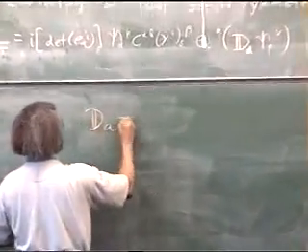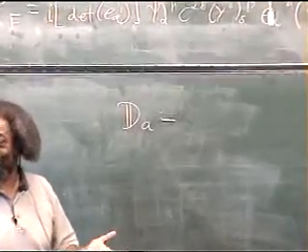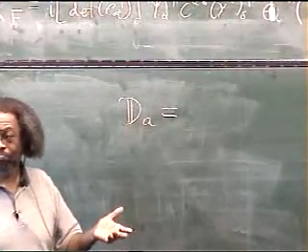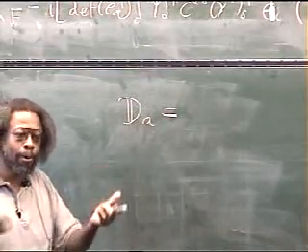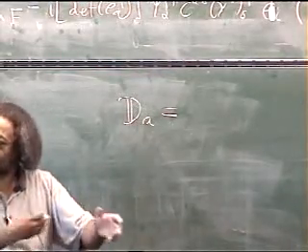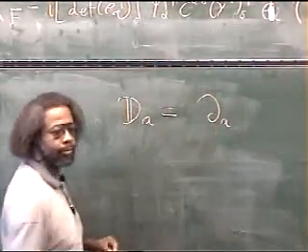D A. Well, does anyone want to contribute the first term to this derivative? How do covariant derivatives always look? What's the usual form? What's the first term? It's got to be a partial derivative. Covariant derivatives always start off with partial derivatives. So the first term here is partial A.